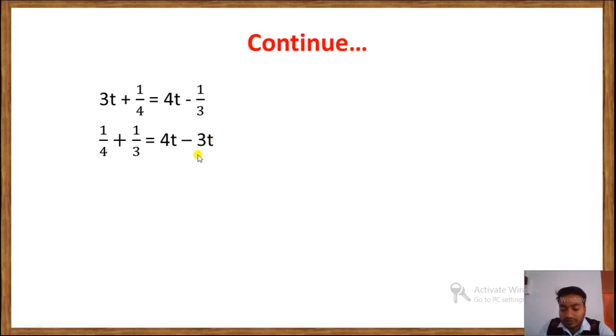So from here, when we subtract 4t minus 3t, we'll get here t, and this side we have to take the LCM. So we have 4 and 3 in denominator. When we take the LCM, we'll get 12. Now divide by this 4. 4 3s are 12 and 3 1 is 3. Plus now divide by 3. 3 4s are 12 and 4 1 is 4. Okay. So here we got 3 plus 4 by 12. When we add, we'll get t equal to 7 by 12. t equal to 7 by 12.